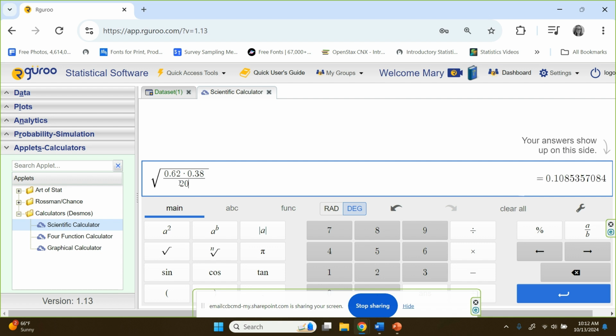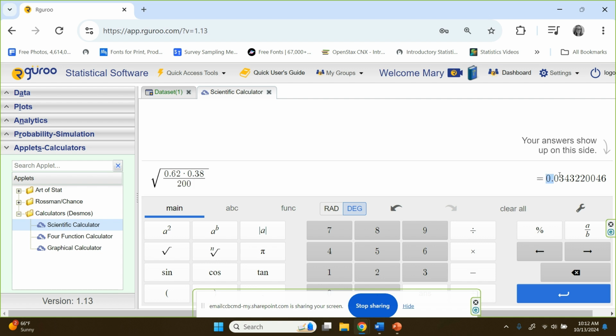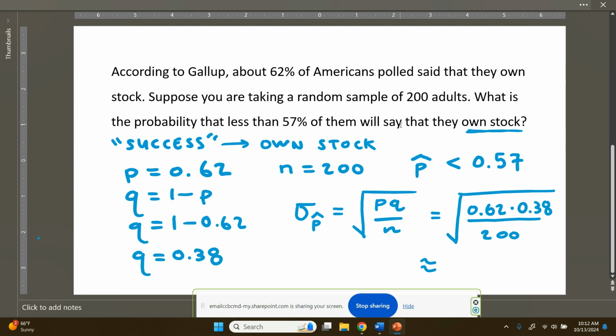And I don't even have to hit enter or anything, because if I look over to the right, it did the calculation for me. So again, you don't have to worry about order of operations. If you can type it the way you write it, it'll do it. So if I look there, let's go out to 3 decimal places, 0.034. Okay, so remembering that, I've got everything I need to go to our guru to find this probability.